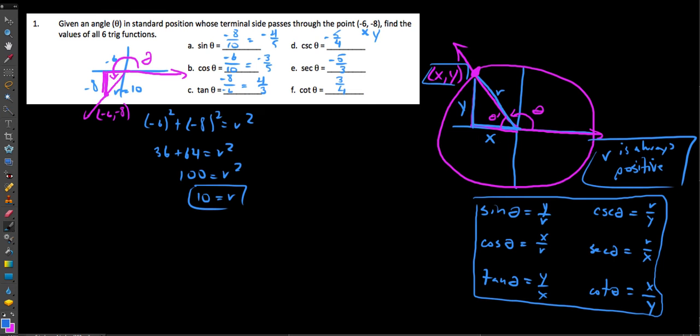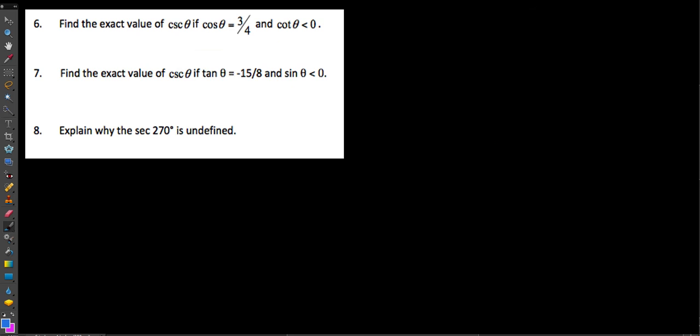Guys, we're going to continue to use our definitions of our trig functions in the xy plane here to help us solve for some ratios with given information. So taking a look at say 6 and 7 here. Number 6, it says find the exact value of the cosecant of an angle if I tell you the cosine of the angle is 3/4 and that the cotangent of this angle is less than 0.